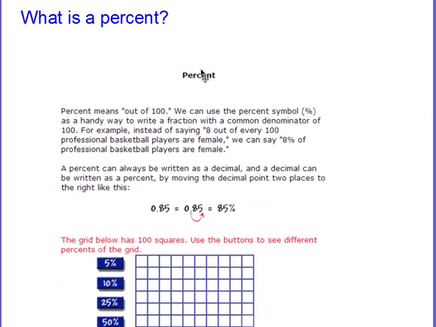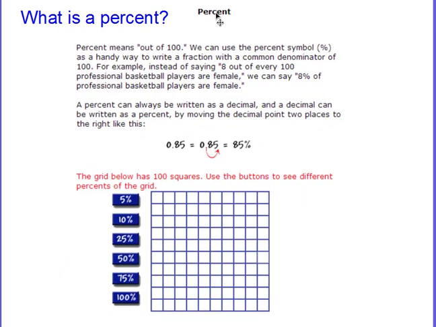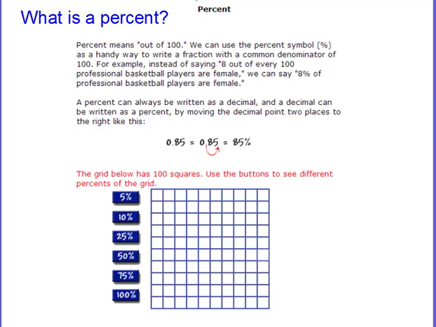So let me pull up this little information here about percentages, okay, so that we can talk about percents. The first thing that we need to understand is, what is a percent? And percent means out of 100. It's what it always means. A percent is a comparison of a number to 100, and it's always 100 no matter what that number is.